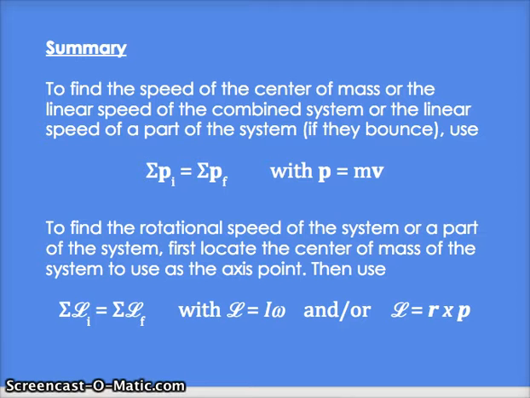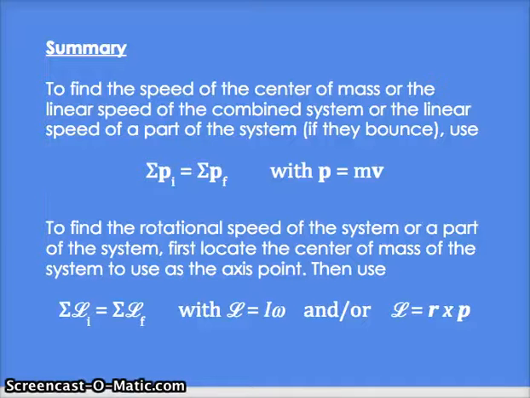So let's just summarize this. If you are trying to find the speed of the center of mass or the linear speed, something to do with the linear speed of a part of the system or the combined system, then you can still continue to use linear momentum ideas. Forget about the fact that everything has a shape and just look at how it moves across the x-axis.